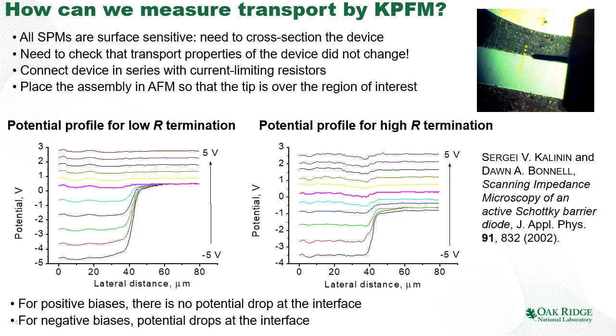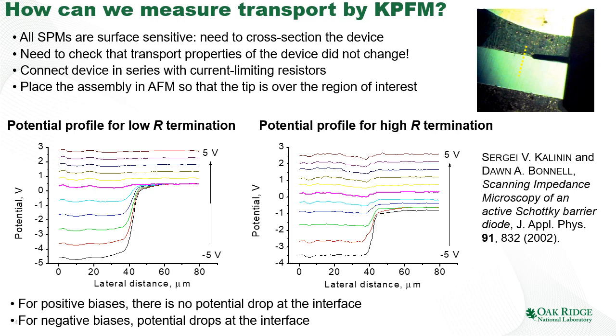So for negative biases, now the potential drop happens at the interface, and what's interesting is that on my negatively biased end, the potential is almost exactly the negative bias, so close to minus 5 volts, and on the positive end, it's grounded, so it's close to 0 volts. And now you can start to see some very interesting things, which tell you quite a lot both about how the KPFM works and about what happens inside the device.